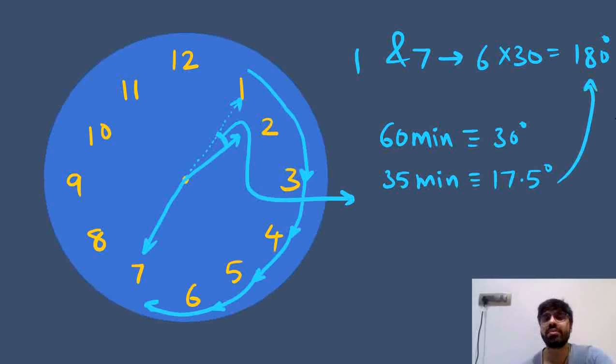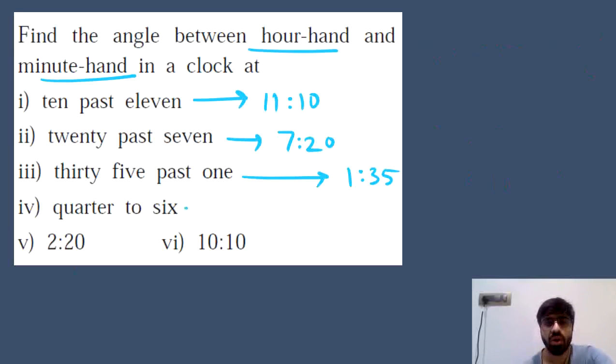180. So the angle between the hour hand and minute hand when the time is 1:35 is going to be 180 minus 17.5, that is 162.5 degrees. Okay, so that's about the timing 1:35. Let's go ahead with one more example. Quarter to 6. Quarter to 6 means 5:45.